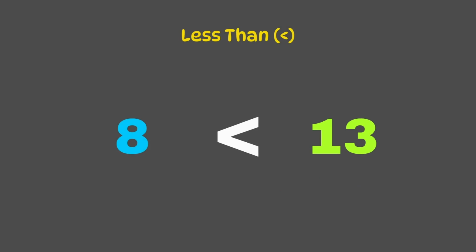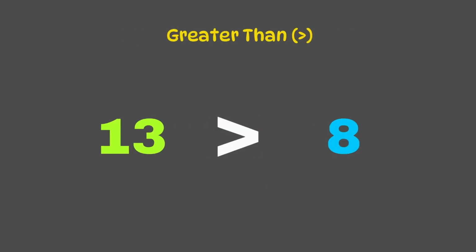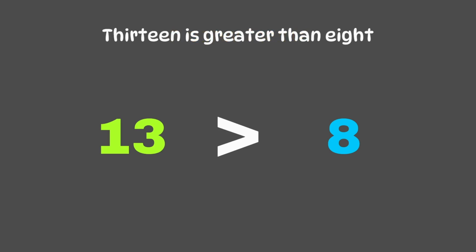When the number on the left is smaller, we use the less than symbol. 8 is less than 13. And when the number on the left is bigger, then we use the greater than symbol. 13 is greater than 8.